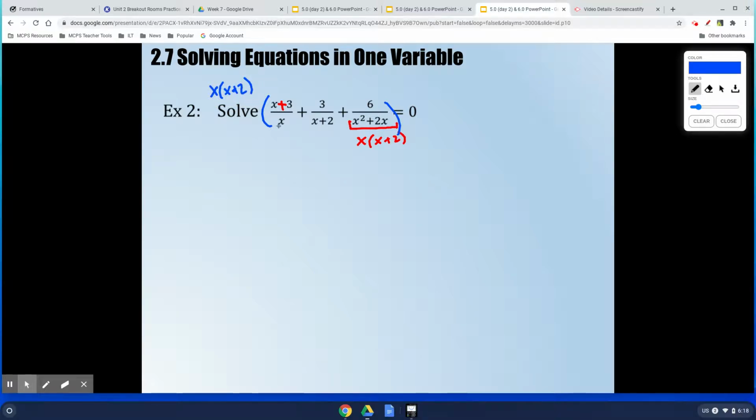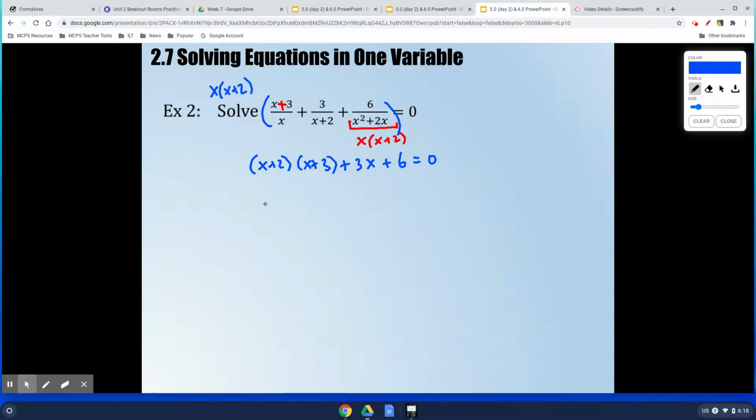When you do that, this x is going to go away, and I'm going to end up with x plus 2 times x plus 3. I could write it out, but let's just think logically through it. Plus, the x plus 2s are going to cancel, so I'll just have a 3x. Plus, that's just going to be 6 equals 0. Right? And now let's expand.